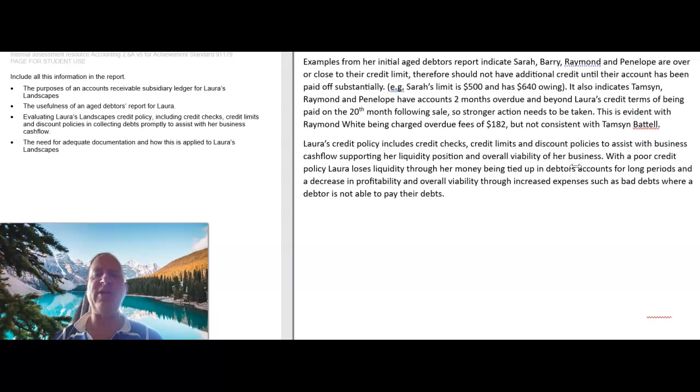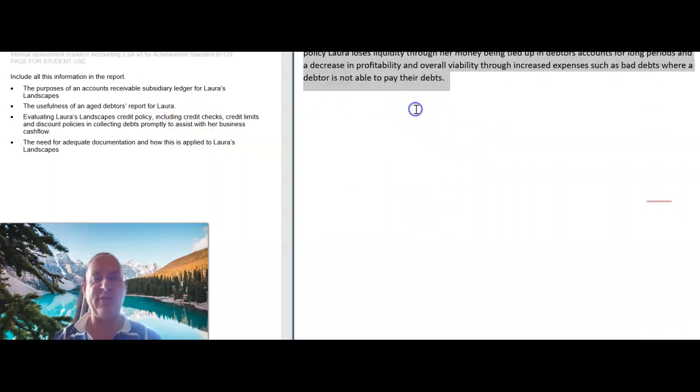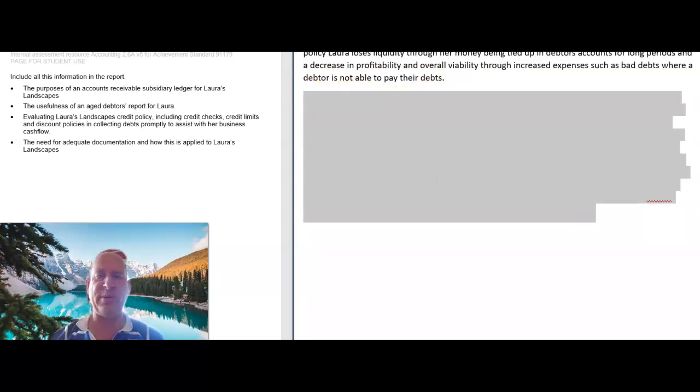All right, so we've said why they're useful in terms of liquidity. So the next part is to attack one at a time. The first one to look at is the credit checks. Again, we've got to go through this process of defining what a credit check is, giving examples, and evaluating how effective Laura has been.